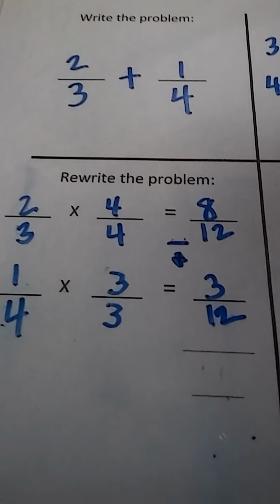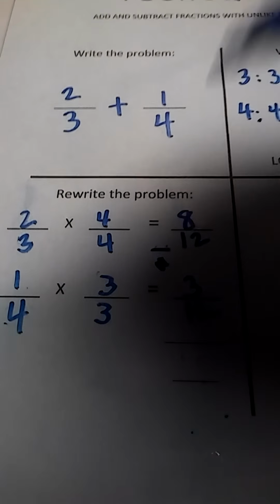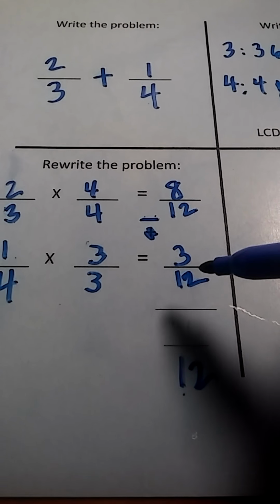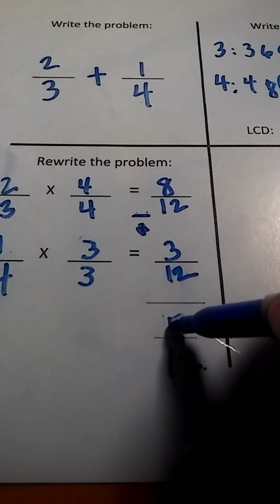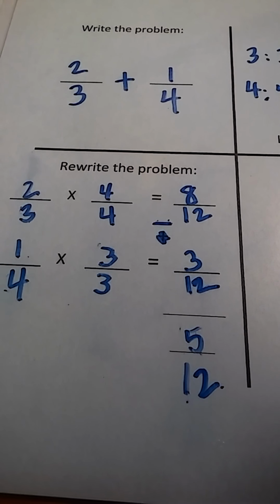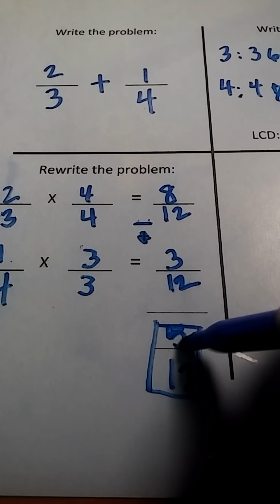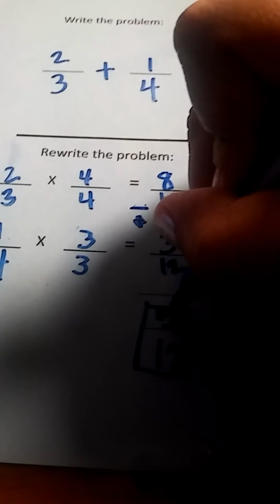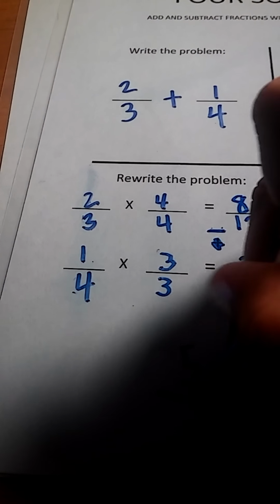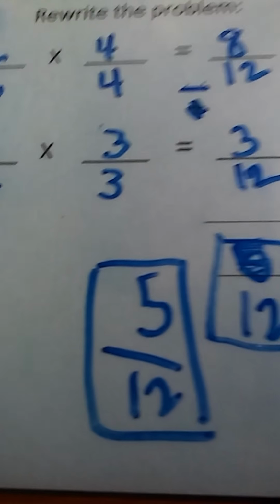I want to go back and show you how to do subtraction. So it'd be the same thing. The denominator stays the same, and I have 8, take away 3. That'll be 5. 5/12. I cannot simplify that, so this will be my final answer. 5/12. There's my answer.